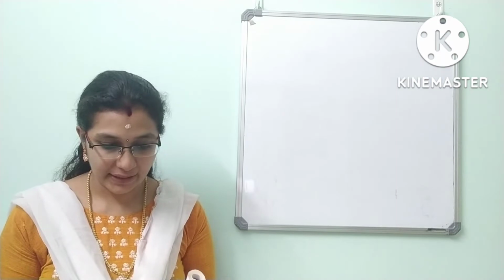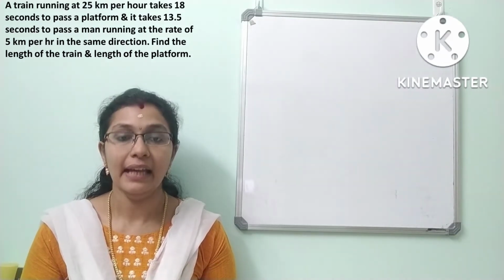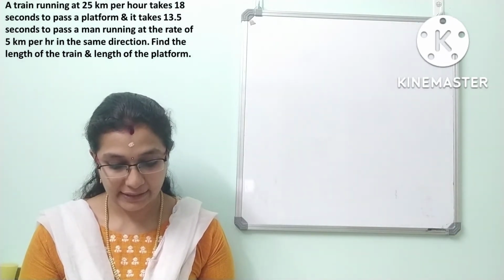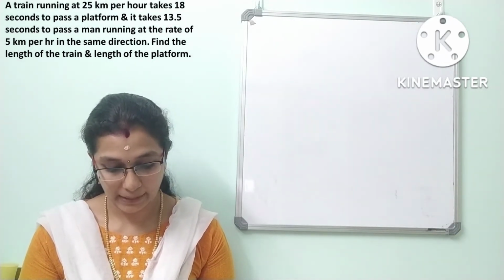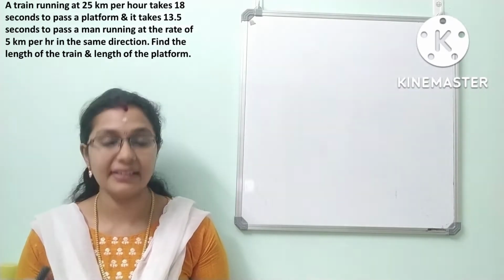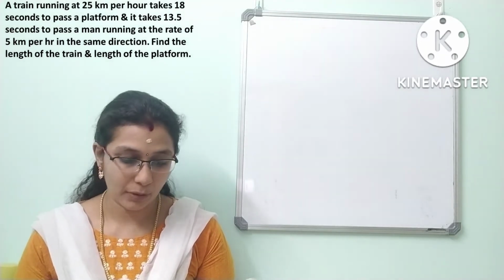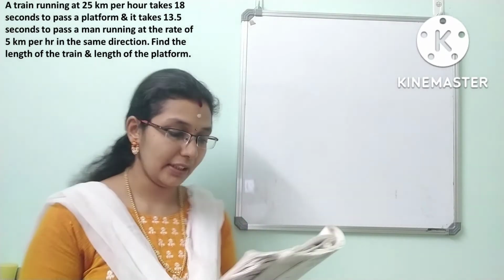See the next question. A train running at a speed of 25 km per hour takes 18 seconds to pass a railway platform, and it takes 13.5 seconds to pass a man who is running at a speed of 5 km per hour in the same direction. Find the length of the train and length of the platform. Okay. So what all data is given, write it down.